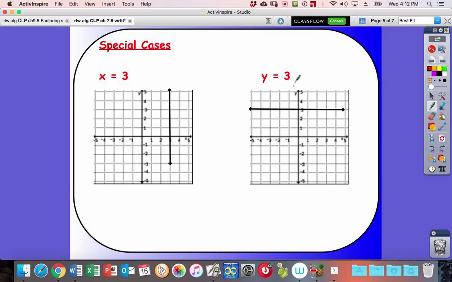I also want to remind you of your special cases. A horizontal line would be y equals 3, and a vertical line would be x equals 3. Notice x is equal to 3, and it doesn't matter what y is. X is always equal to 3. For the horizontal line, it doesn't matter what x is, y is always equal to 3. Don't forget your special cases, and how to graph those two.